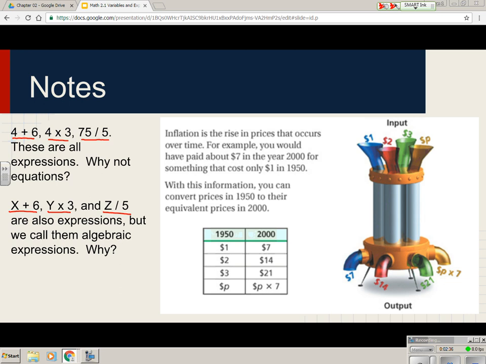Alright, so the reason why the top 3 are expressions is because they have no equal sign next to them. They're just phrases. Okay? 4 plus 6, 4 times 3, 75 divided by 5. These are all things you've seen so far this year. The reason they're not equations: no equal sign. Alright, x plus 6, y times 3, and z divided by 5, they are also expressions because they have no equal sign. But we call them algebraic expressions because they are using what are called variables.